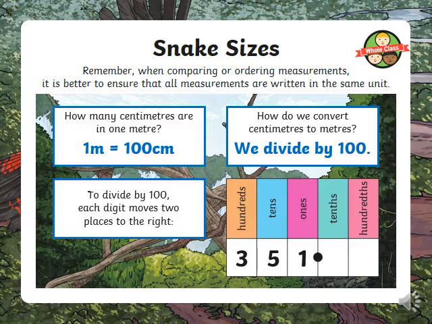So have a look. If we've got 351 and we want to convert that from centimeters to meters, we would divide it by 100. What is 351 divided by 100? Can you imagine the digits moving 2 places to the right? What would the answer be? And we can see the answer would be 3.51.